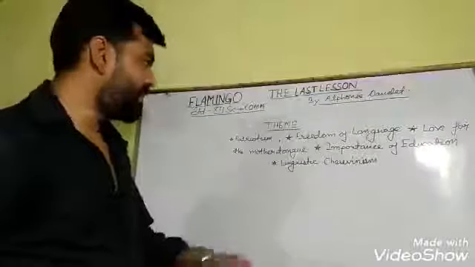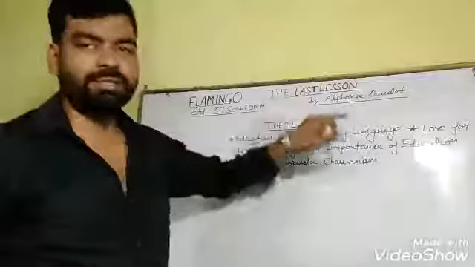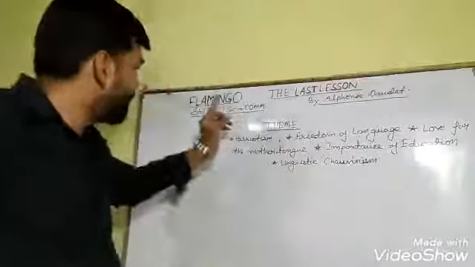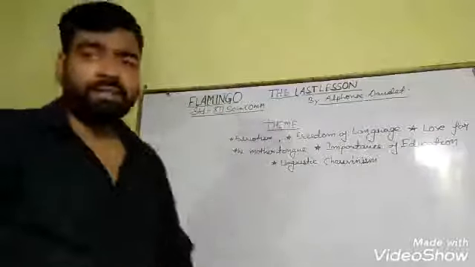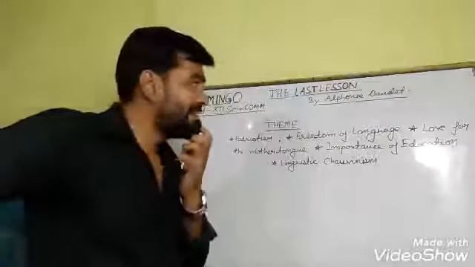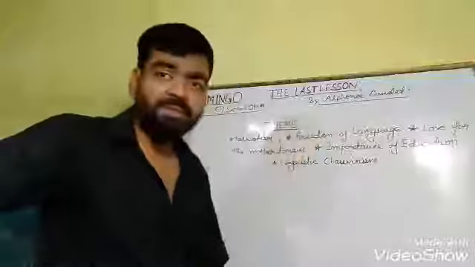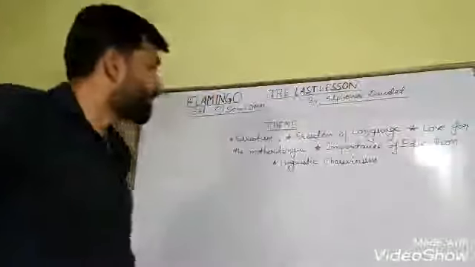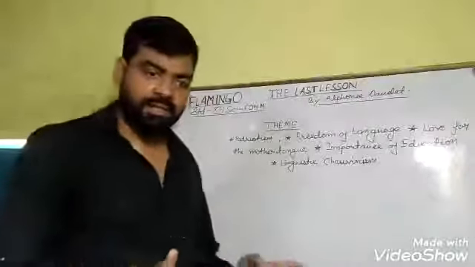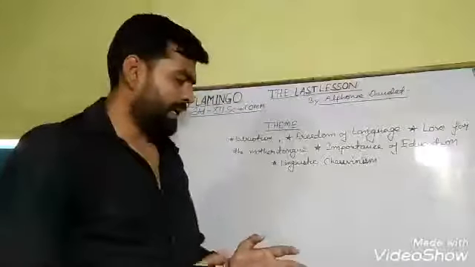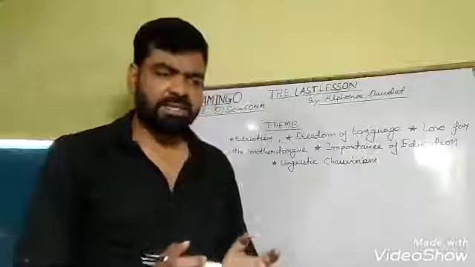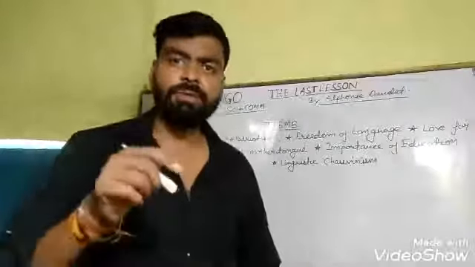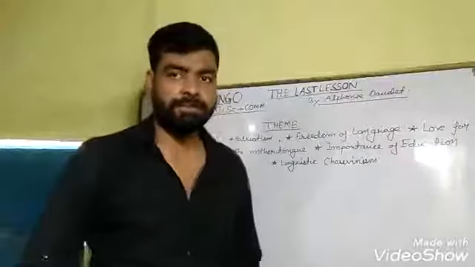The name of that chapter, the story, is The Last Lesson. This chapter is the first chapter of the book Flamingo, and it is written by the very famous French writer Alphonse Daudet. Okay, students, today we will discuss the themes, the special things, the message and the different things related to this chapter, which will help you to do the long answer questions.